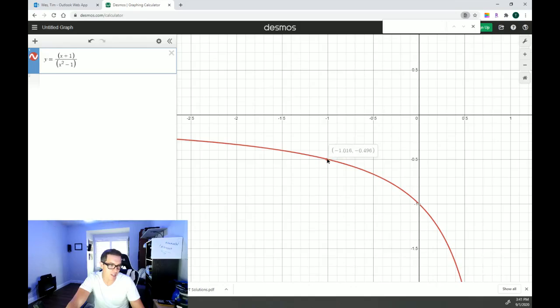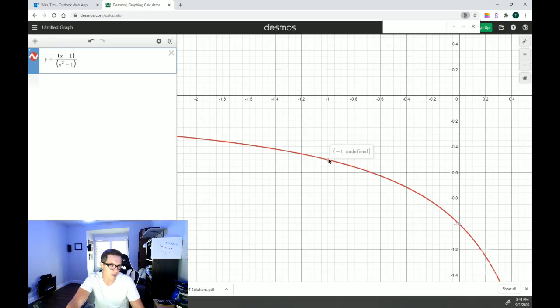And that's a big deal. When we get to limits, that's going to be a huge deal. So just keep that in mind. There's not an actual point there, but as we get closer and closer, it looks like it should be -1/2, but it's not. It is undefined. It's a hole in the graph. It is a removable discontinuity.